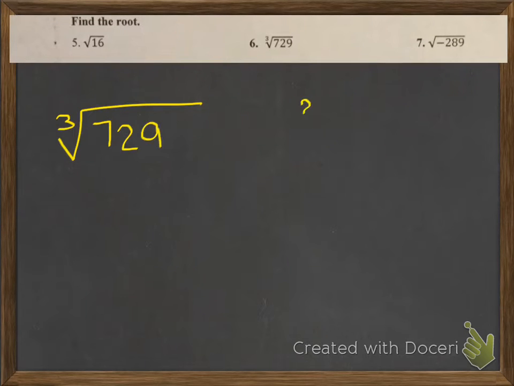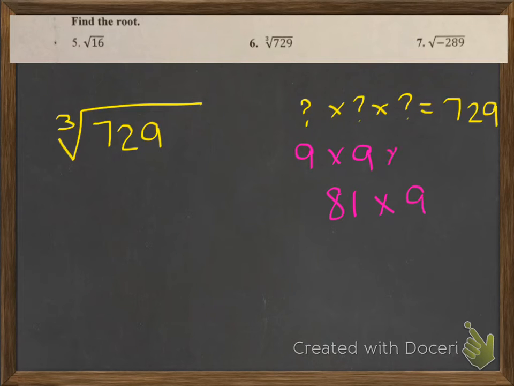Then we have the cube root of 729. So we're saying what number times what number times what number equals 729. So that number turns out to be 9 times 9, which is 81, times 9, which is 729. So the answer for the cube root of 729 is 9.